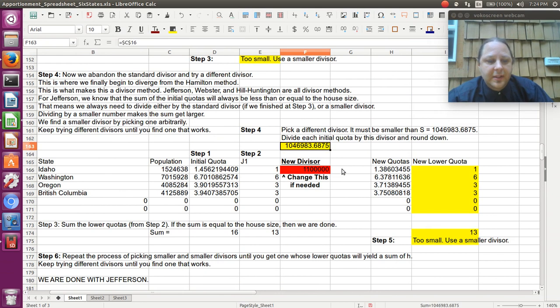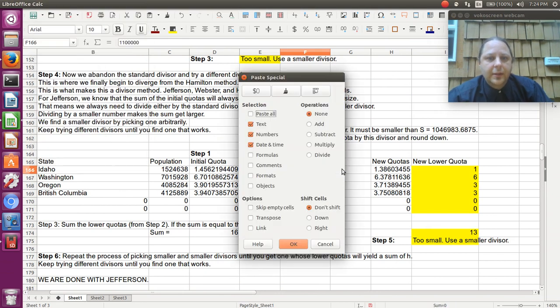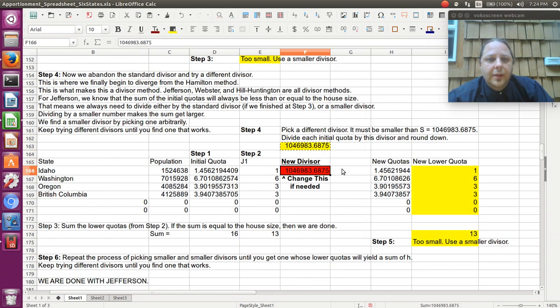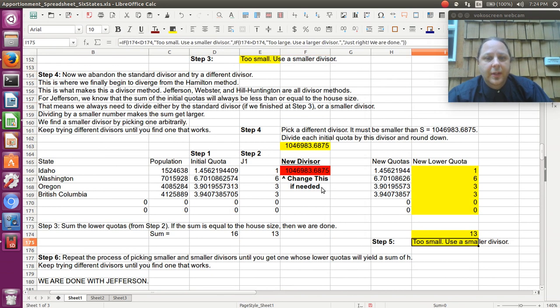And the standard divisor, I'm going to scroll up a bit. Now I'm going to scroll over. Okay. The standard divisor shows up, it's right here. Here's the standard divisor. I'm going to paste that into my cell.